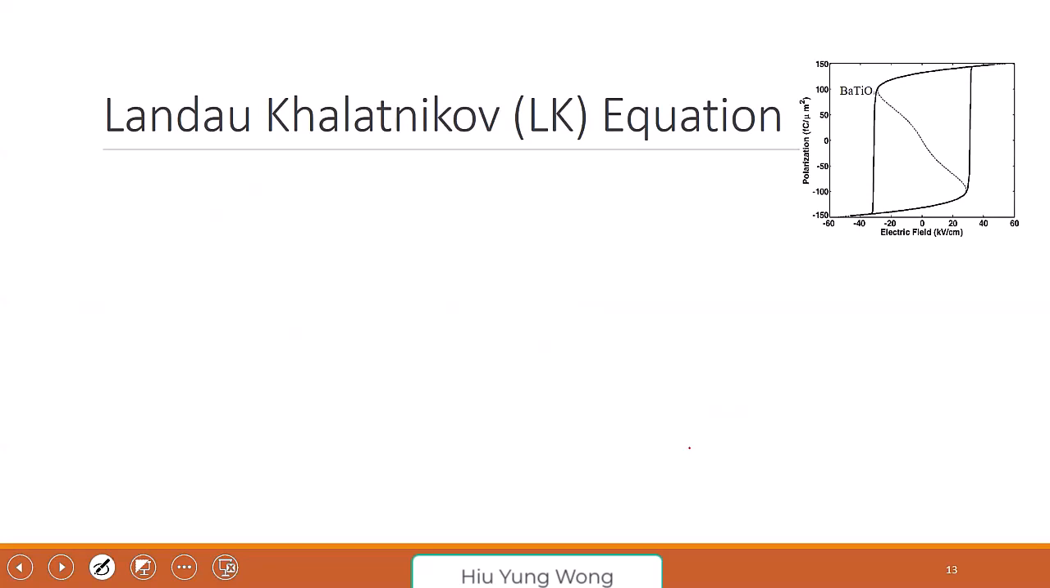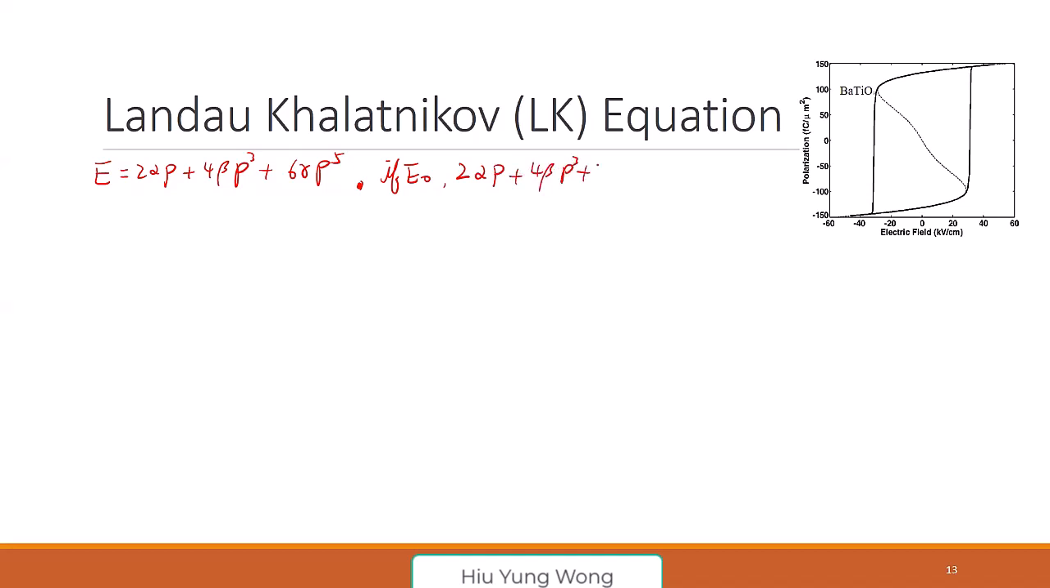So let me write down the equation first one more time. E equals to 2 alpha P plus 4 beta P to the power cube plus 6 gamma P to the power 5th, right? Odd term, and then even coefficient, and then alpha, beta, gamma. Okay, so our question is, if E equal to 0, what happened? Then we have 2 alpha p plus 4 beta p cubed plus 6 gamma p to the 5 equal to 0. So what is the value of p if E equal to 0?